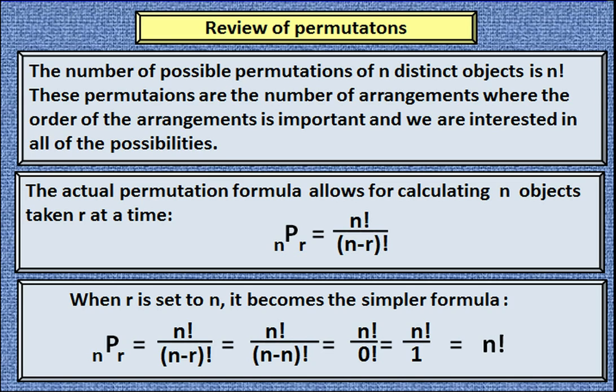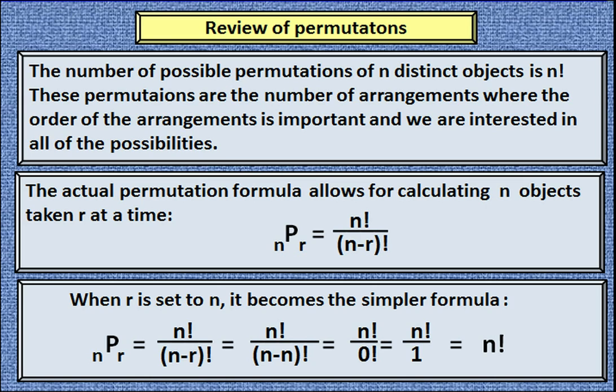The number of possible permutations of n distinct objects is n factorial. These permutations are the number of arrangements where the order of the arrangement is important, and we are interested in all of the possibilities. The actual permutation formula allows for calculating n objects taken r at a time. nPr equals n factorial divided by the quantity n minus r factorial.